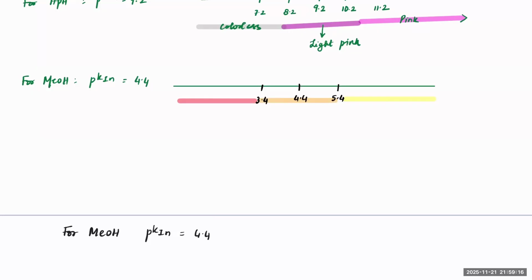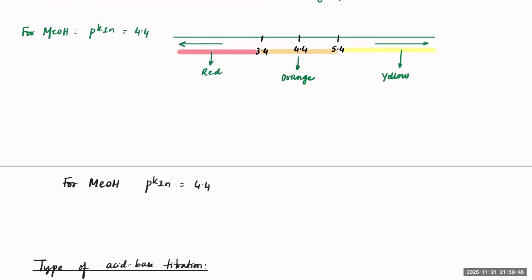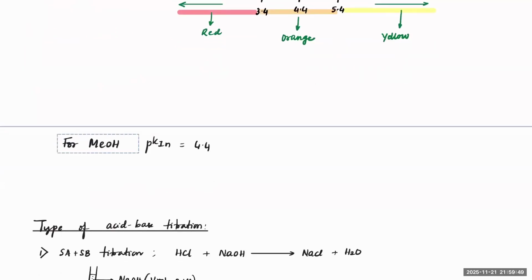So that's why it is called methyl orange. Here we will have complete red color if you are going towards the left-hand direction. If you go towards the right-hand direction, above 5.4, it will be yellow color. And somewhere between 3.4 to 5 approximately, it will remain orange color. I've written that already here, so I'll just delete this part.